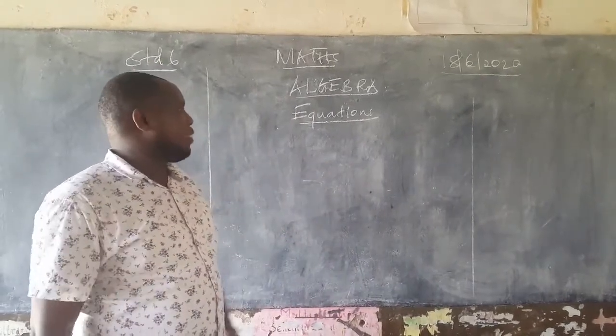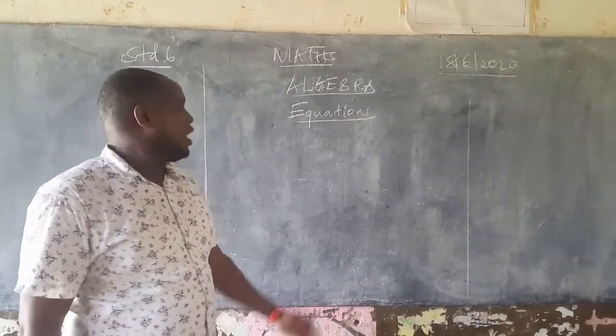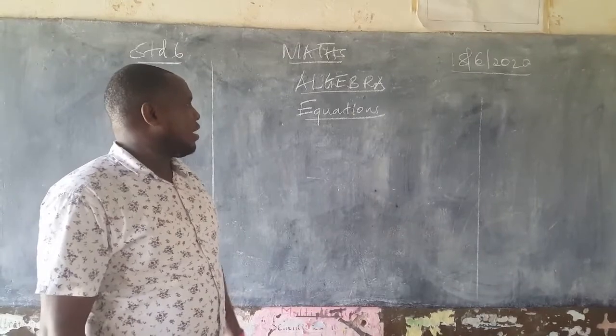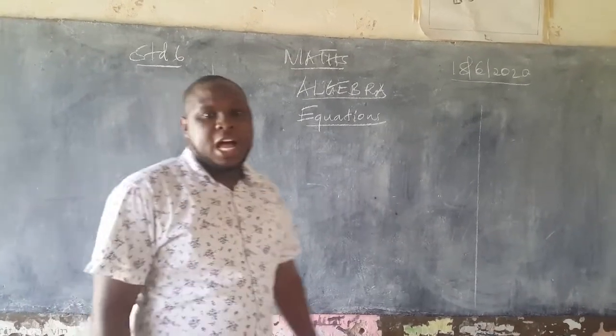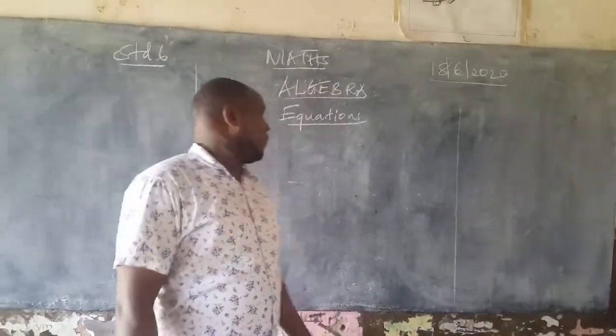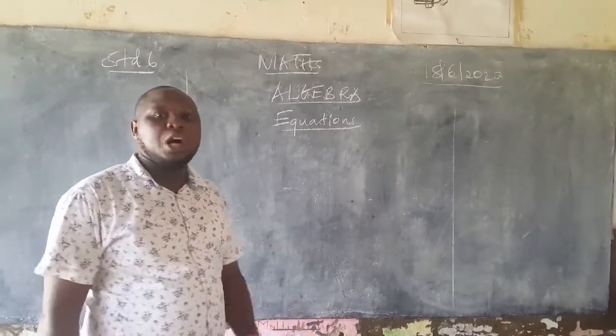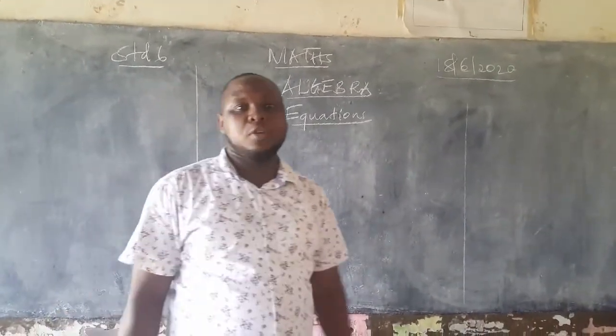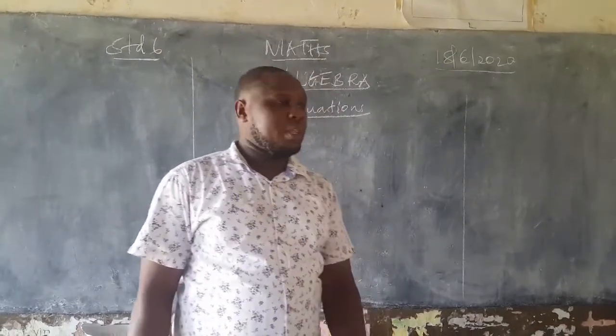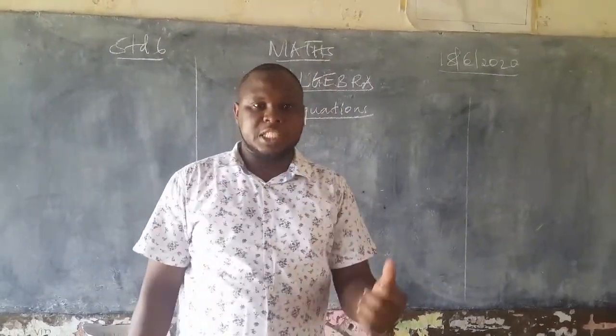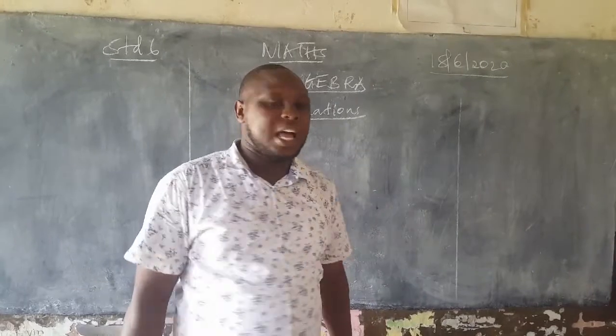As you know, we had begun algebra, and we had done a few things about algebra. I want us today to discuss the questions, and in our questions today, we are going to see how to solve them, to simplify them, and come up with a number, a digit that represents that particular unknown.